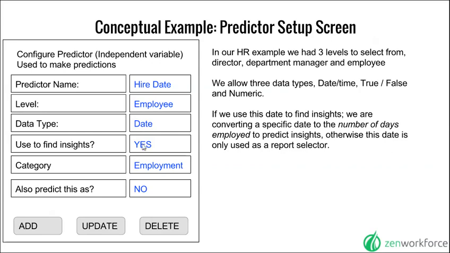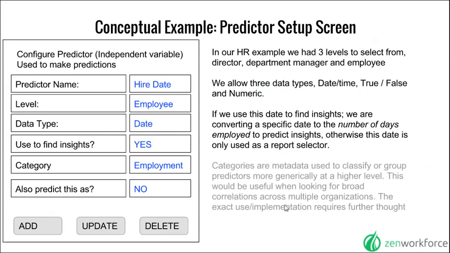So that's an important piece to describe about this screen. The categories are the metadata that we use to classify or group the predictors more generally at a higher level. So that would be more useful when trying to make insights across different organizations. We'll get into that in a little bit more later, but I just wanted to show that that piece was in there as well. You'll also notice this no down here. Also predict this as. Let's talk about that next.